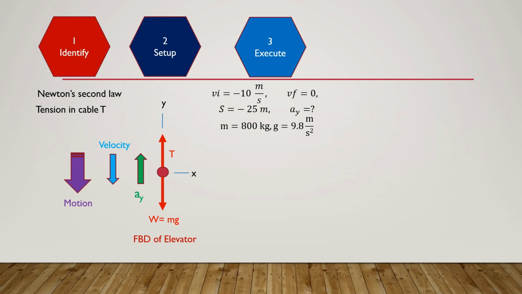S is equal to minus 25 meter and Vi is equal to minus 10 meter per second. Mass is given, that is 800 kilogram. Value of small g is 9.8 meter per second square. We will apply the equation of motion here to find the value of acceleration along y-axis. So this is the third equation of motion, 2as = vf² − vi². By putting the values of vi, vf and s, we will get the value of acceleration along y-axis as 2 meter per second square.